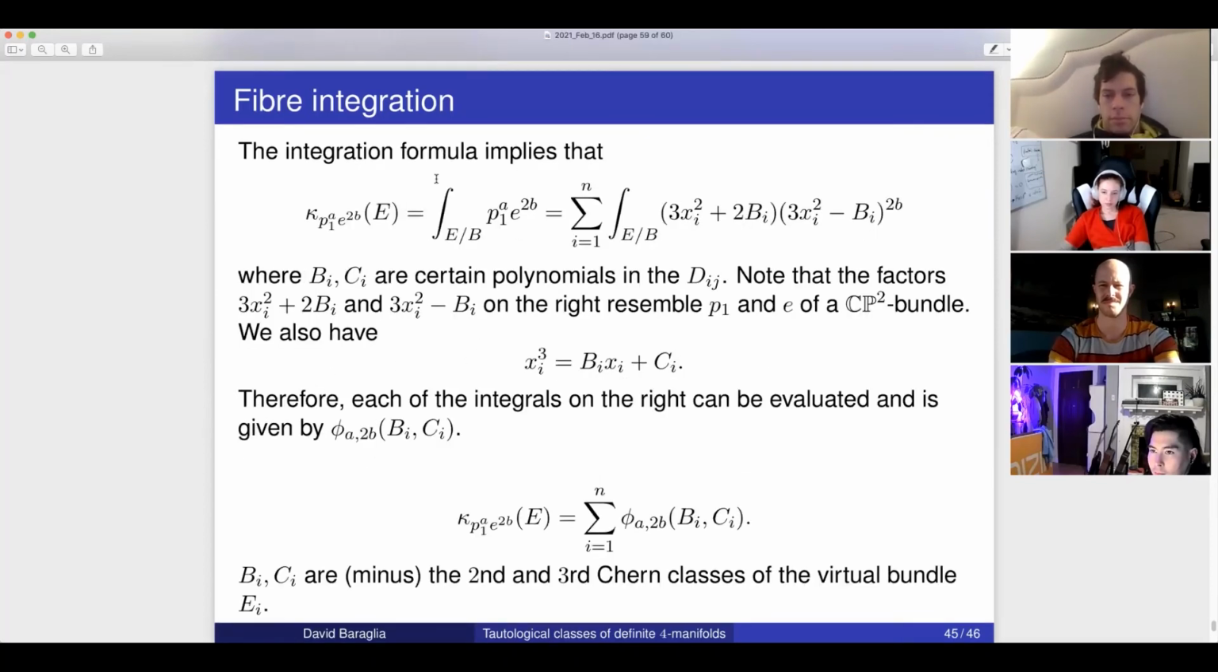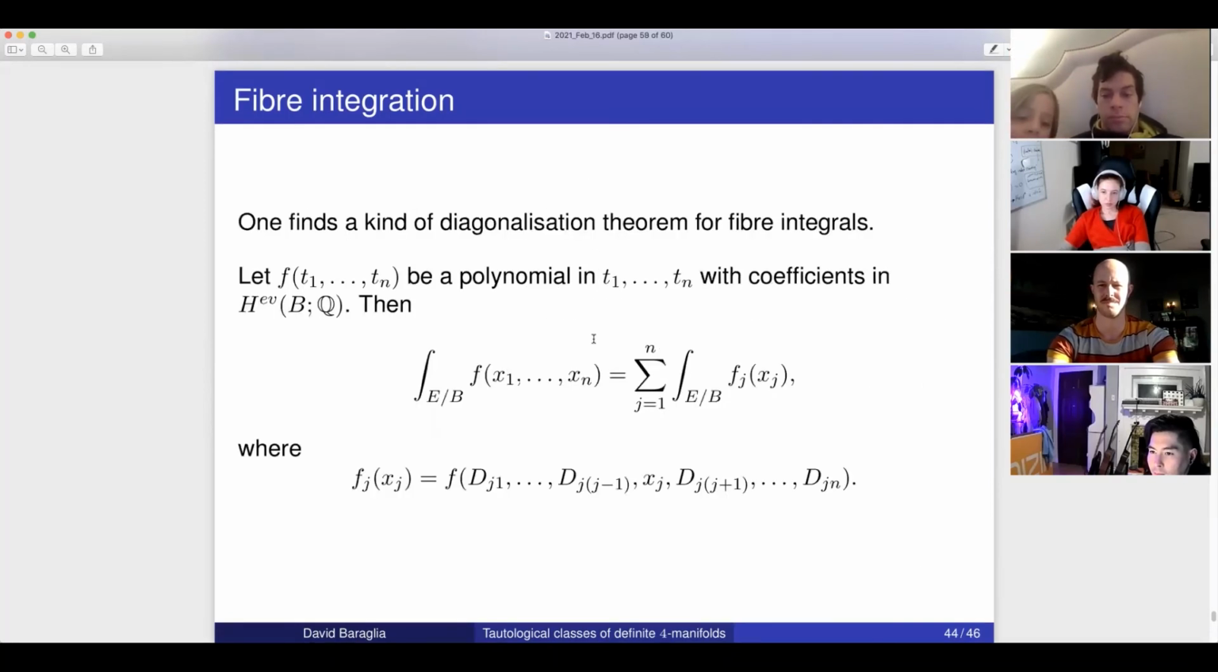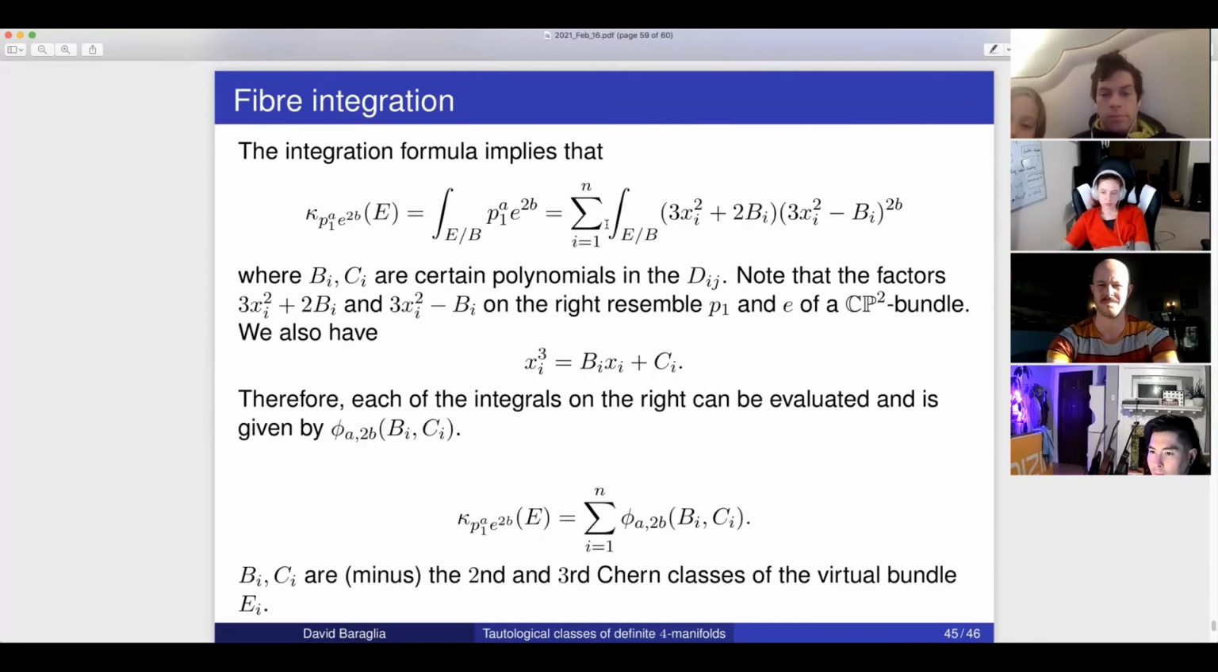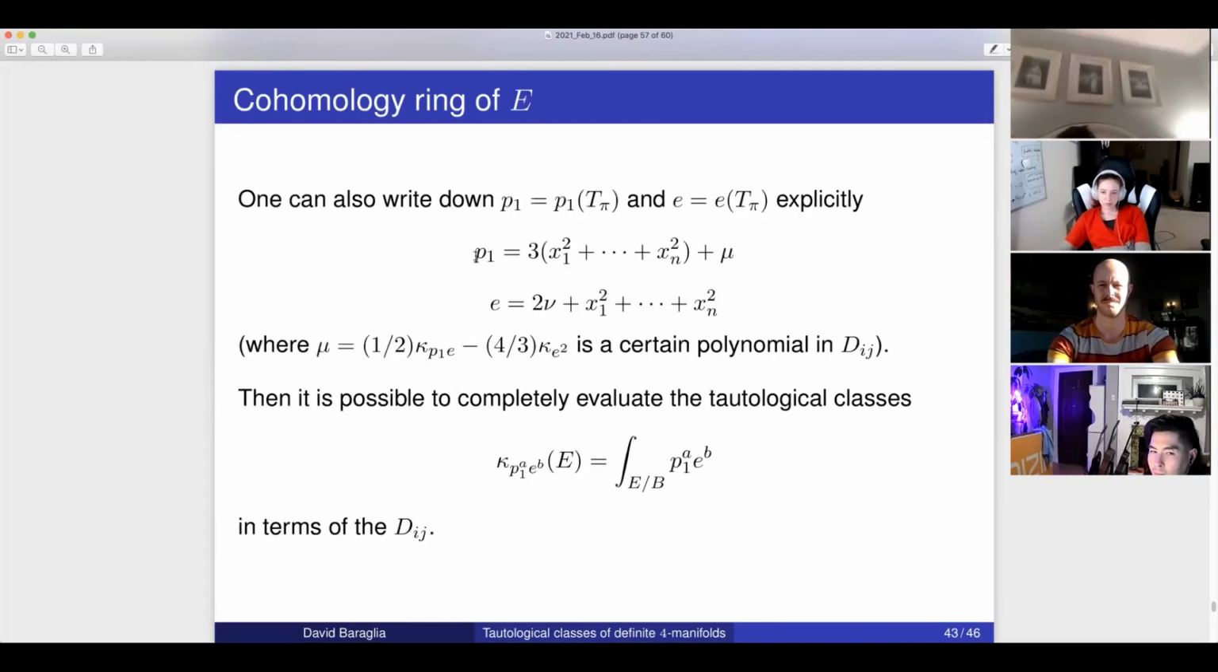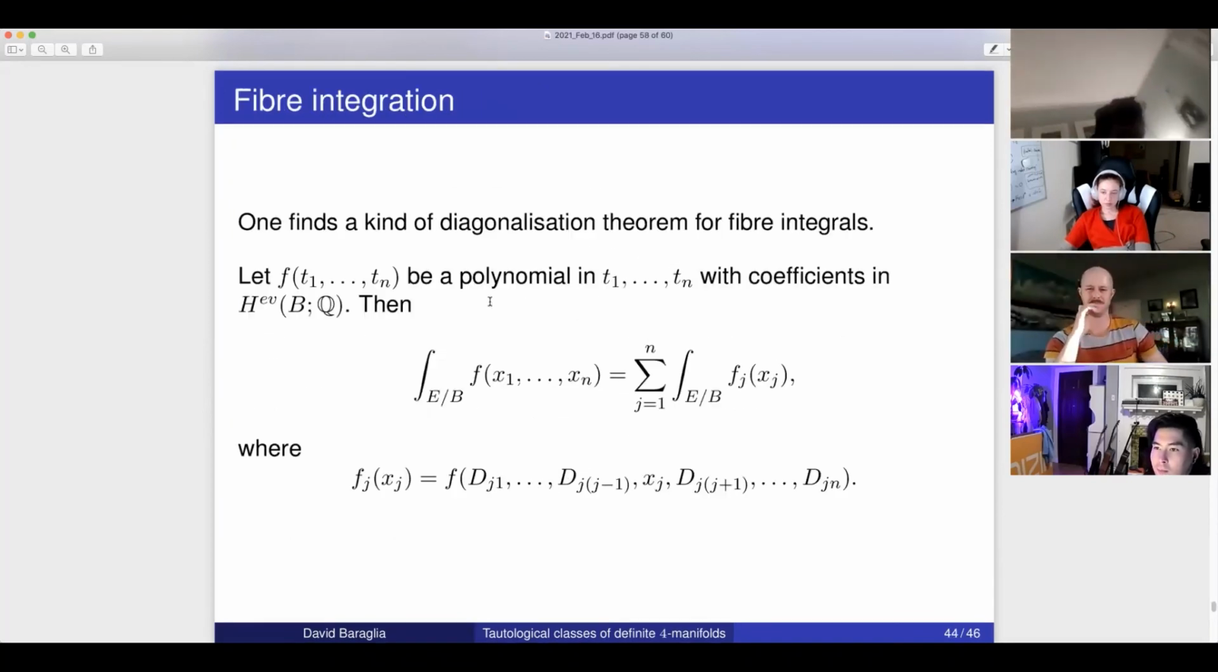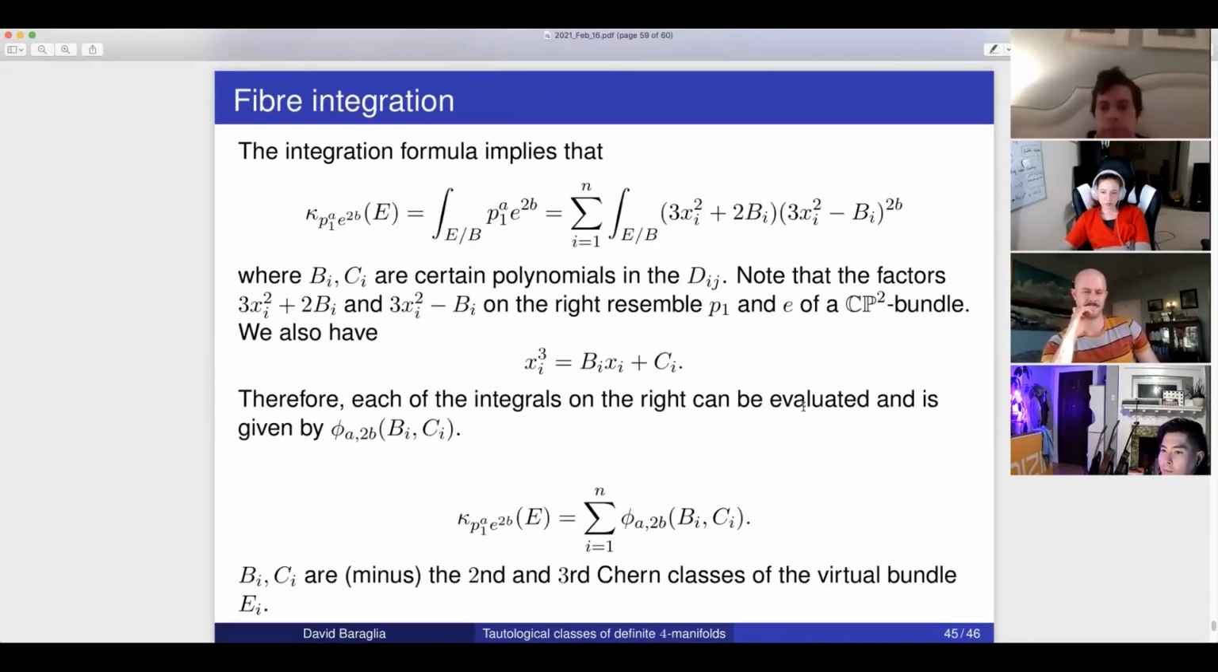And if I have my tautological class, it's some fiber integral of P1 to the a, e to the 2b, and that splits up into a sum from 1 to n because of this relation. You take the formulas for P1 and E, and then you specialize them, and you get these formulas.